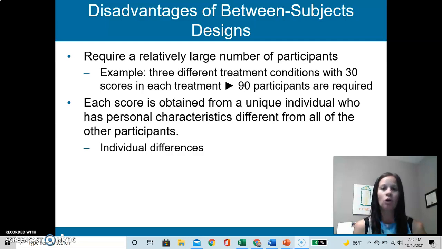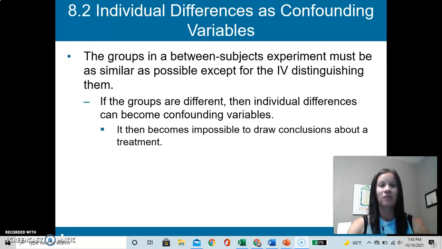Right? And because we're all unique, we all have our own personal characteristics that are different from everybody else, we could have individual differences that are impacting the scores across. And if we don't vary or randomize those individual differences well enough, then they could become a confounding factor. Okay, so individual differences as confounding variables.